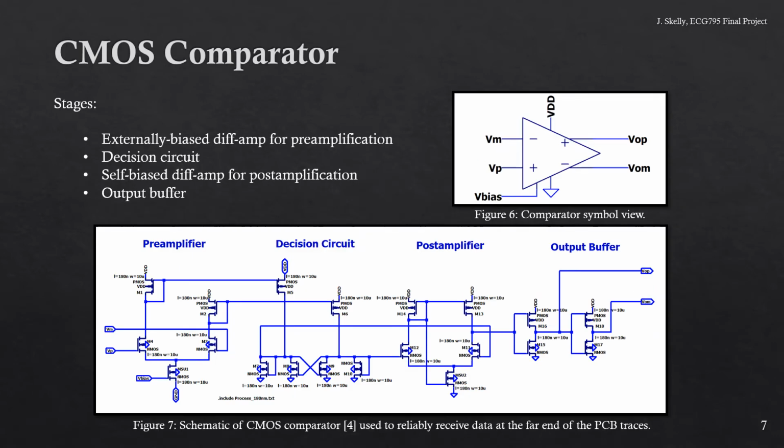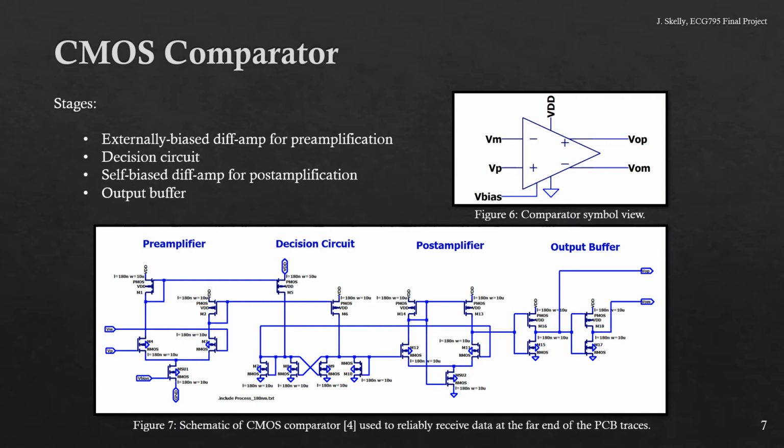Diving deeper into the design of the comparator, we see from Figure 7 that minimum length devices were used to ensure the highest possible speed of performance. The comparator has 4 stages. The first is a differential amplifier with an external bias voltage for preamplification of the differential signals.